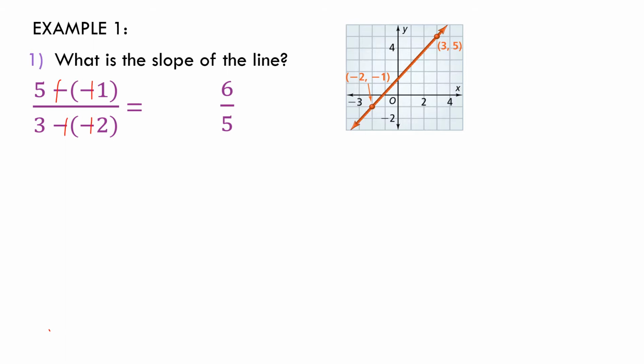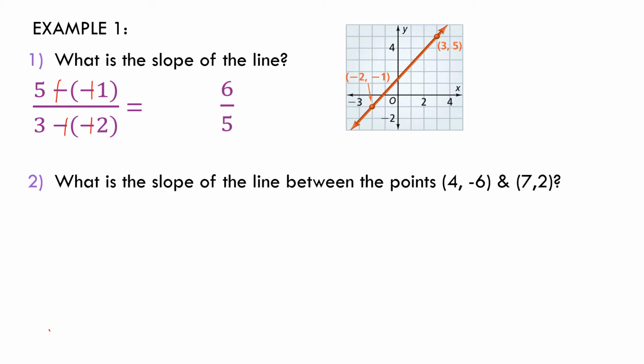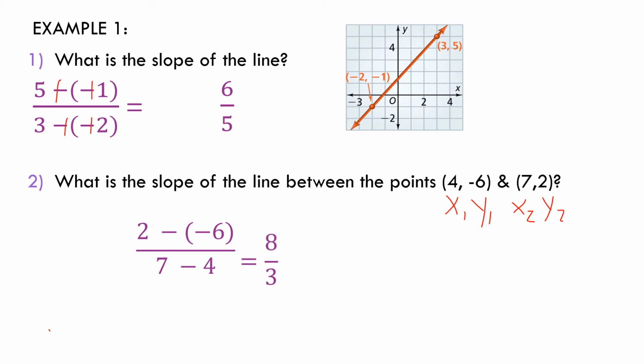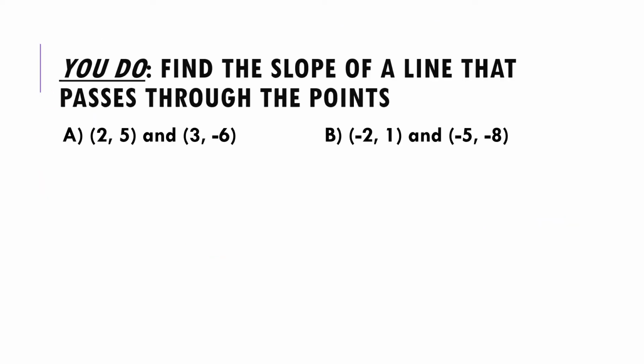For the next one, you have 2 points. What is the slope of the line between the points (4, negative 6) and (7, positive 2)? So plug that into your formula: 2 minus a negative 6 over 7 minus 4. This would change to plus a positive, so you would have 8 over 3. Both of those cannot simplify anymore, so you would just leave it like that. If you had like 4 over 1, you would want to simplify it to 4, and so forth.